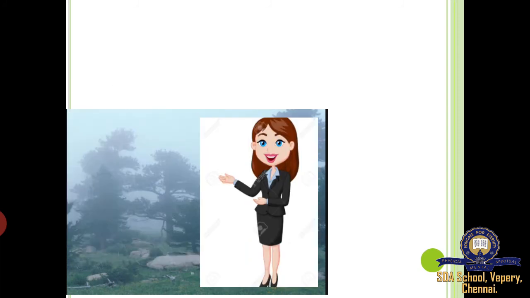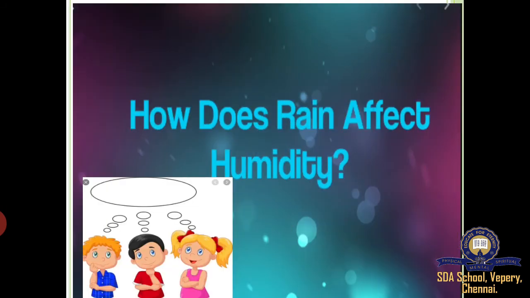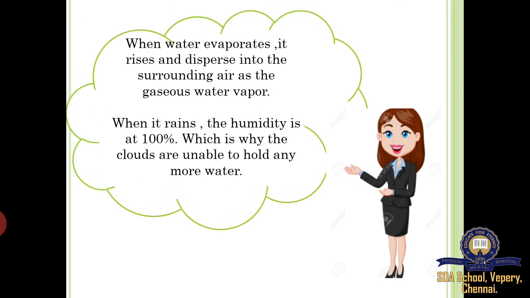And then humidity and rain. Humidity means that there is a lot of water vapor in the air, right? How does rain affect humidity? What is the connection between humidity and rain? Humidity is a part of everyday life.